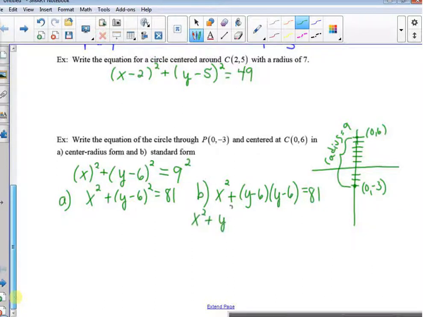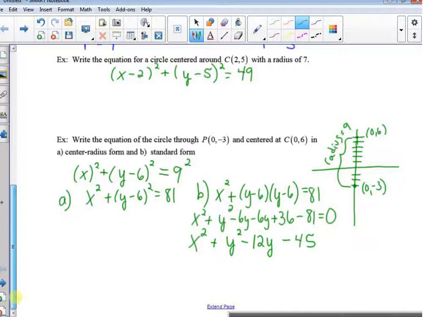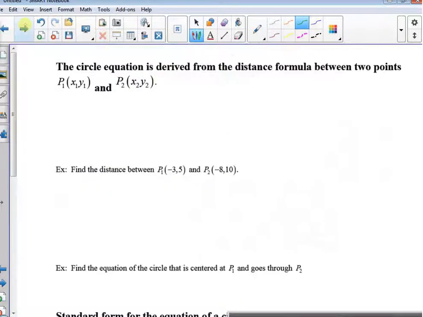X squared plus y squared minus 12y plus 36. Subtract 81 and then combine some like terms. So x squared plus y squared minus 12y minus 45 equals 0. And that's standard form. Okay, on the next page we're going to see how this was derived.